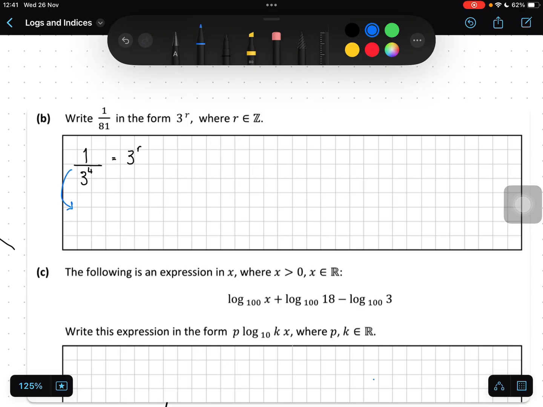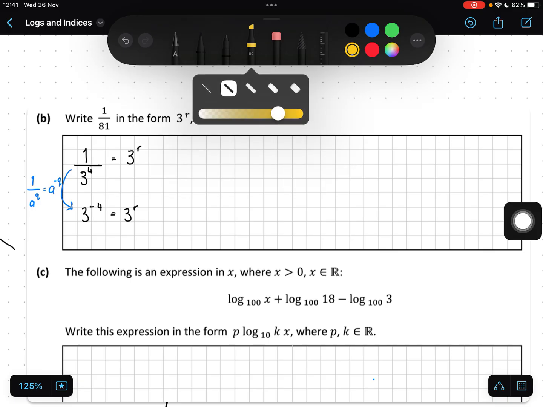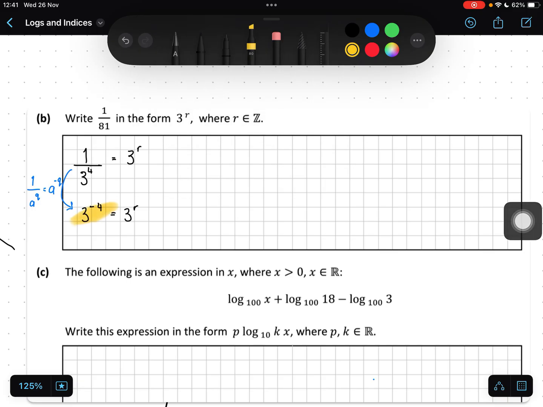That if I have 1 over a to the power of q, that is the same as a to the power of minus q. So that full thing is going to be 3 to the power of minus 4 is equal to 3 to the power of r. It didn't ask what r was, it wanted my answer in this form. So 3 to the power of minus 4 is my final answer. That's one way of doing it.